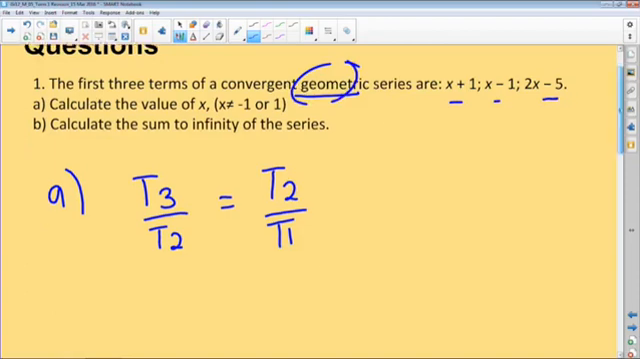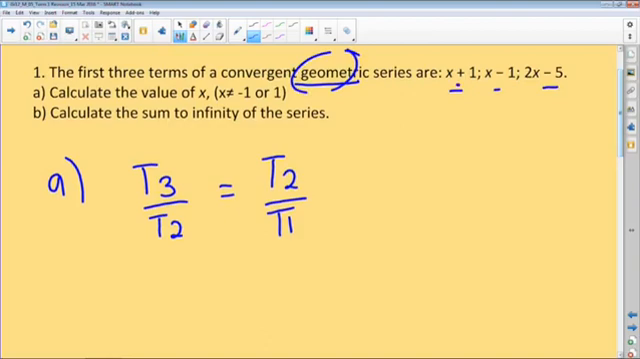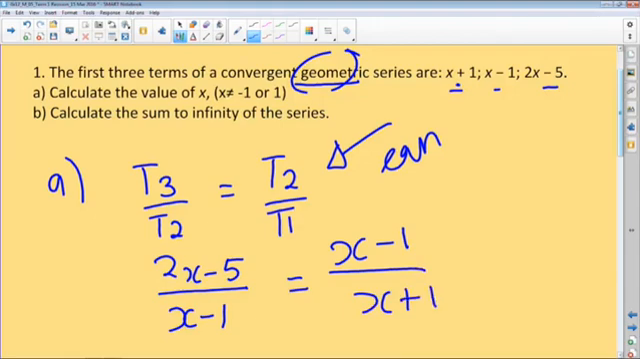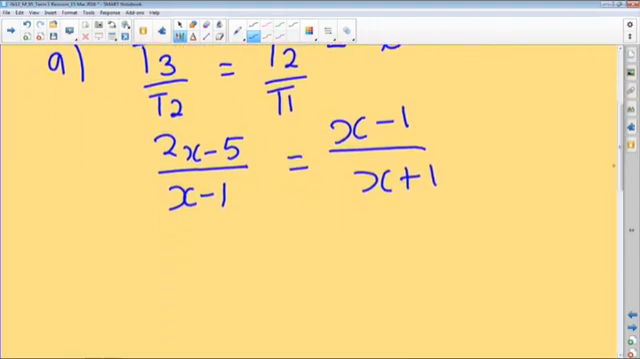All right? So if I'm looking for the value of x, I need an equation. Where do I get my equation from? There we go. That's where we're going to get our equation from. I can say term 3, which is 2x minus 5, divided by term 2, which is x minus 1, is equal to term 2, x minus 1, divided by term 1, x plus 1. Hence, we've got an equation which we can now solve for x.